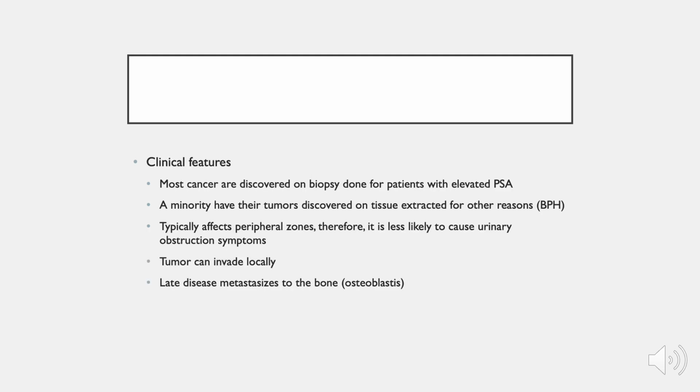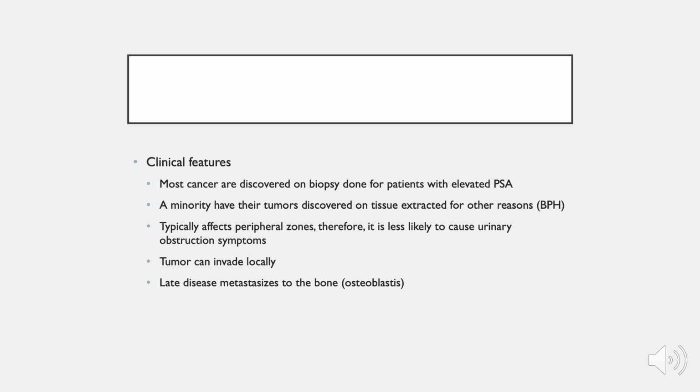Clinically, most cancers are discovered in a patient undergoing biopsy. This biopsy was dictated by elevated PSA, prostate-specific antigen. A minority of these patients will be discovered on tissue sent for benign prostatic hyperplasia. As we mentioned before, people with BPH might undergo surgery, in which they take chunks of the prostate gland to release the urethra from the obstruction. This tissue will be sent to pathology, and sometimes we discover incidental cancer in these tissues.